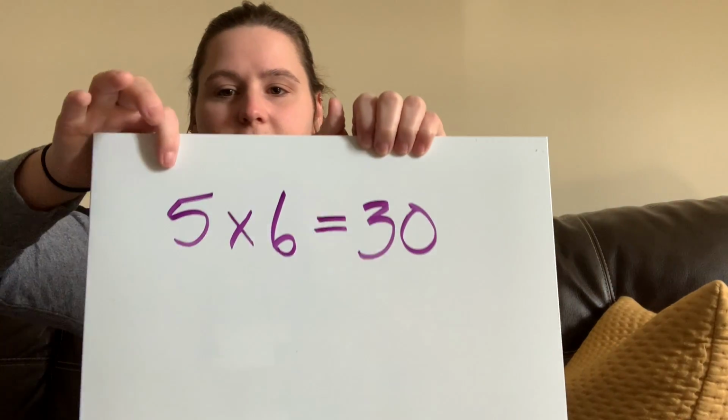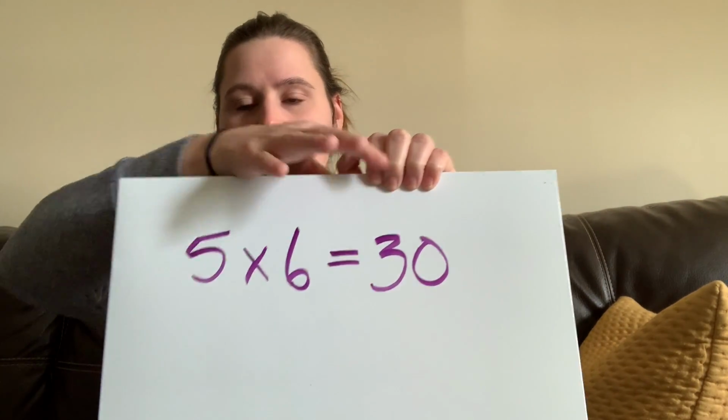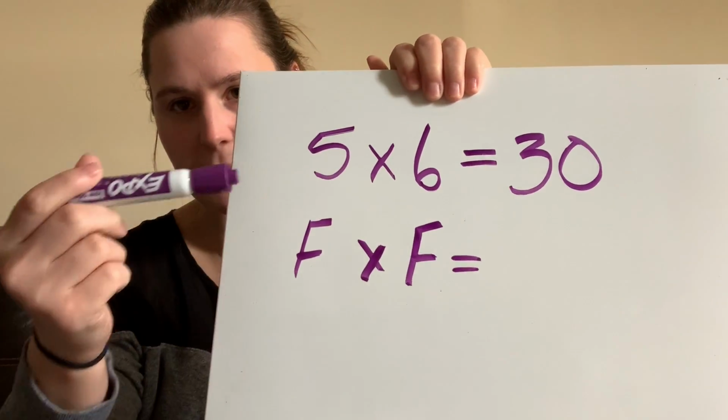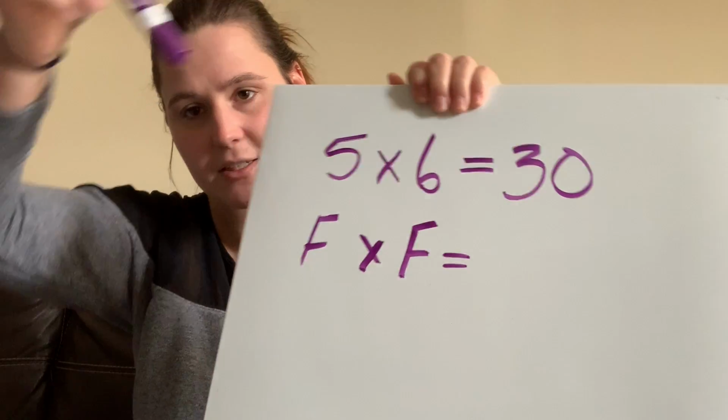So I have 5 times 6 equals 30. And so when we are looking at this problem from another way, we have two factors. We have 5 as a factor, and then we also have 6 as a factor. So I'm going to show you that real quick. So we have factor times factor, because this is our factor and this is our factor. When you're multiplying, the answer that you get is called a product. So I'm going to put a P for product.